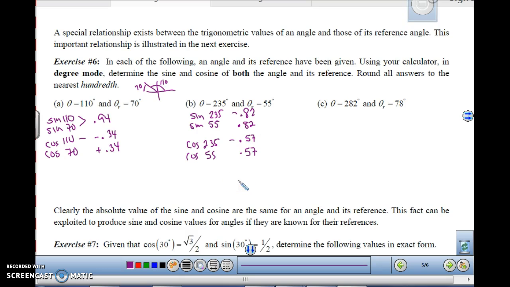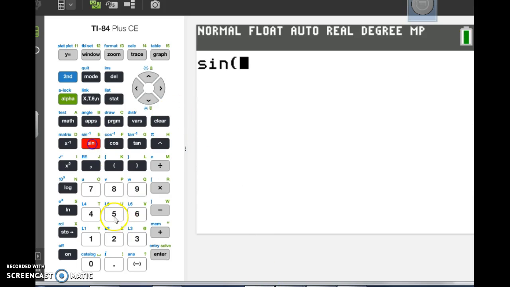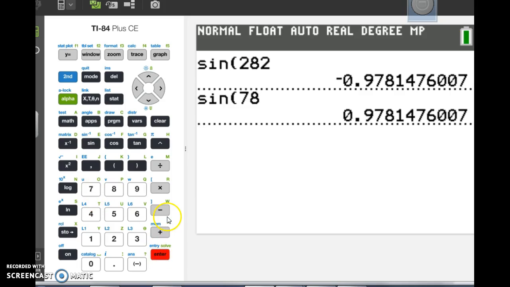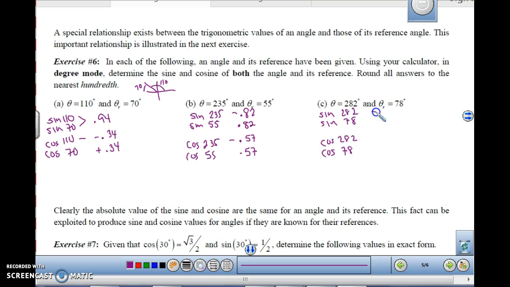Okay, all right, so we have a pattern happening here. So let's try one more. Sine of 282 and the sine of 78, and the cosine of 282 and the cosine of 78. All right, let's see if we can predict what's going to happen here. Sine 282, and then the sine of 78. All right, negative positive again. So this is going to be negative 0.98, and this is positive 0.98.